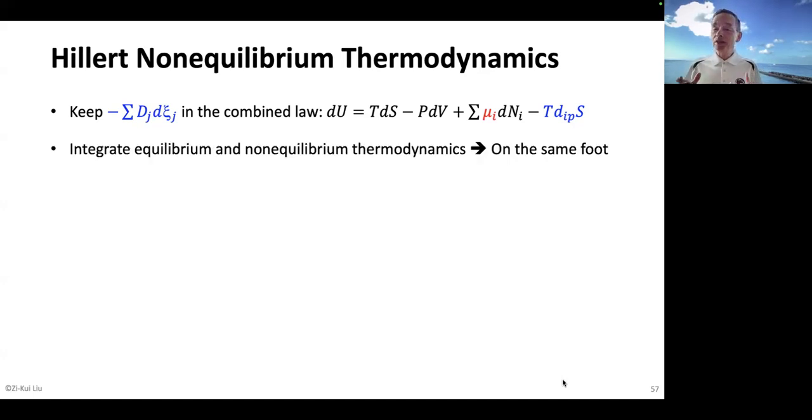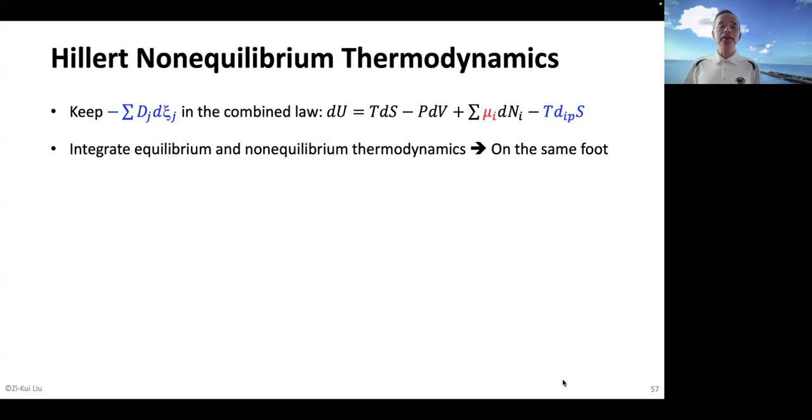This equation is so important, it integrates equilibrium and non-equilibrium thermodynamics together. It puts both of them on the same footing. They're not separate anymore, because I really think before Hillert systematically put them together during his teaching for many years at KTH, they were separate, right? You have the non-equilibrium and the equilibrium thermodynamics, but this equation really puts them together on the same footing.